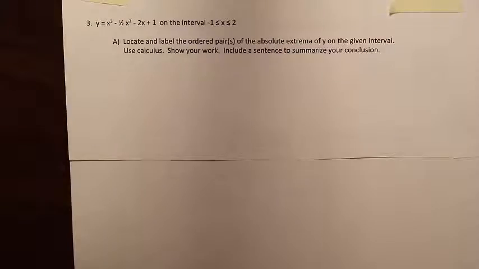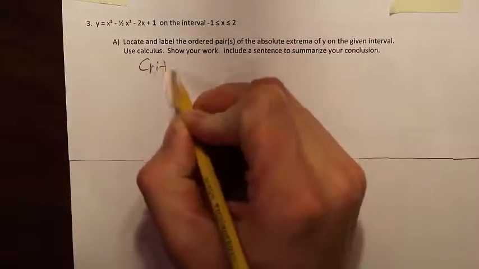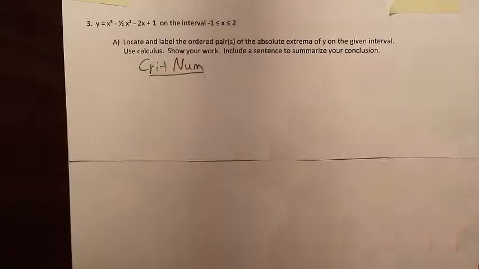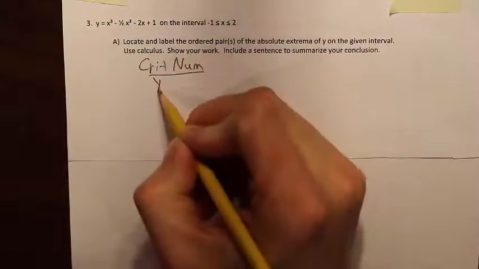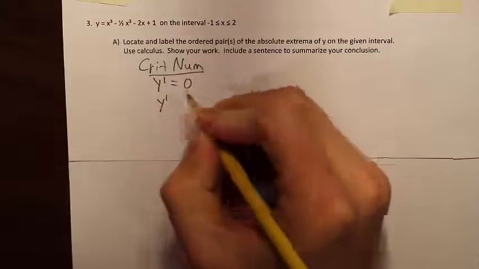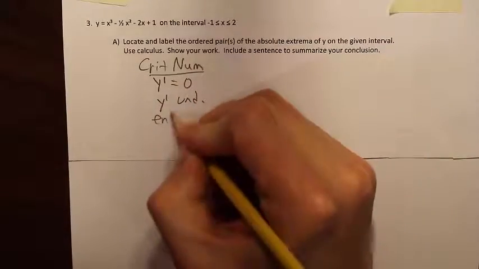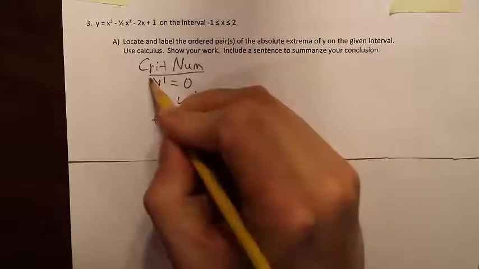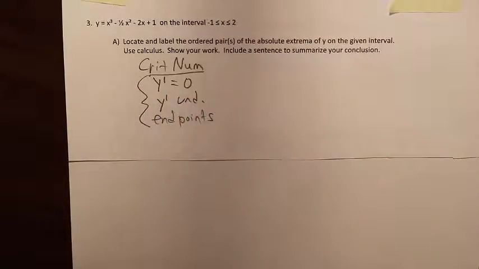On this problem, we need to first figure out the absolute extrema for the given function, and we do have an interval. Whenever you have to find extrema, whether it's absolute or relative, you do need to find critical numbers. So your critical numbers come in three varieties: the kind where the derivative is 0, the kind where the derivative is undefined, and the endpoints. Any x values that make any of those three things happen will give you a potential location for a min or a max.